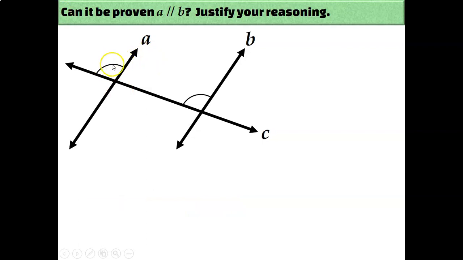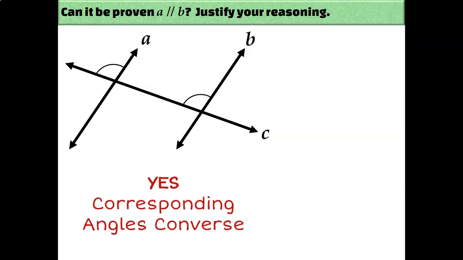On our next diagram, we have corresponding angles. They're both basically in the top left-hand corner out of the 4 angles that are created by the intersection of each line. And according to the corresponding angles converse, if corresponding angles are congruent, then the lines must be parallel. Well, I have corresponding angles, and they're congruent, so yes, the lines must be parallel by the corresponding angles converse.